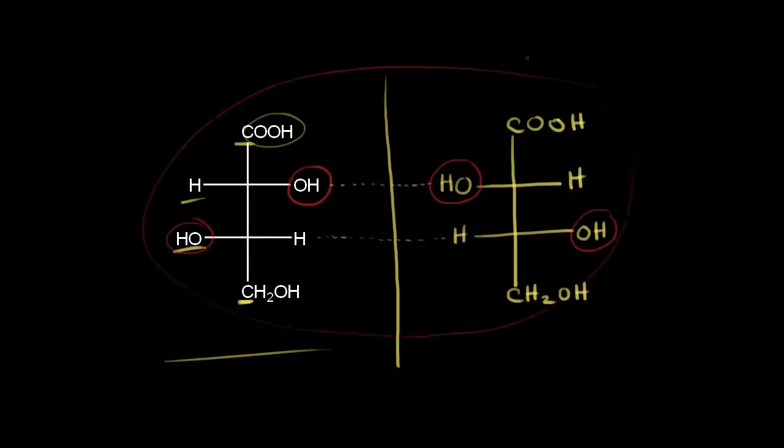So these two are mirror images, right? The one on the right is a mirror image of the one on the left, but the one on the right is not superimposable on the one on the left.